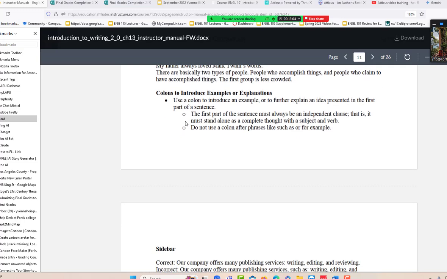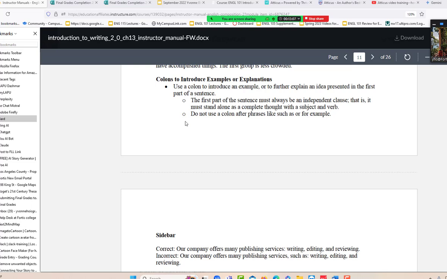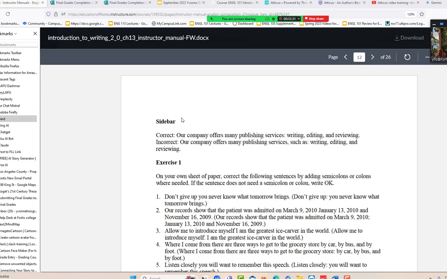Colon to introduce examples or explanations. Use a colon to introduce an example or to further explain an idea presented in the first part of the sentence. The first part of the sentence must always be an independent clause. That is, it must stand alone as a complete thought with a subject and a verb. Do not use a colon after phrases like such as or for example. Our company offers many publishing services, colon, writing, comma, editing, comma, and reviewing.